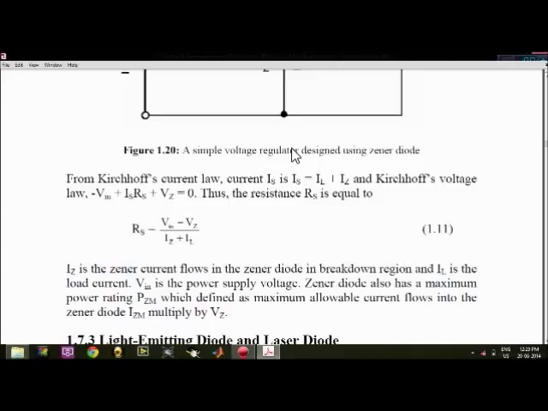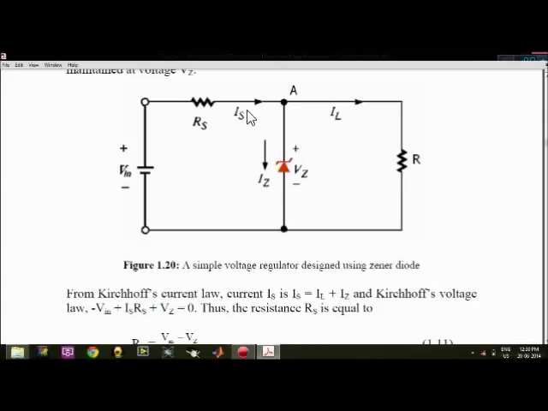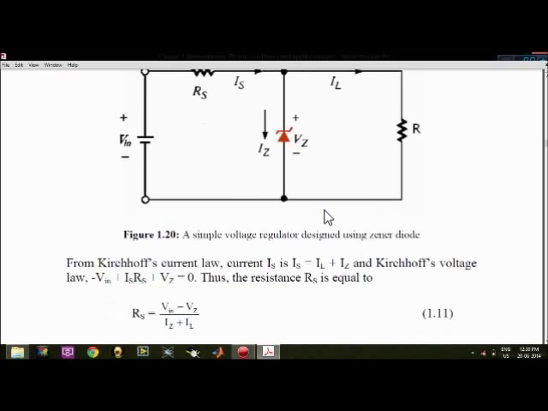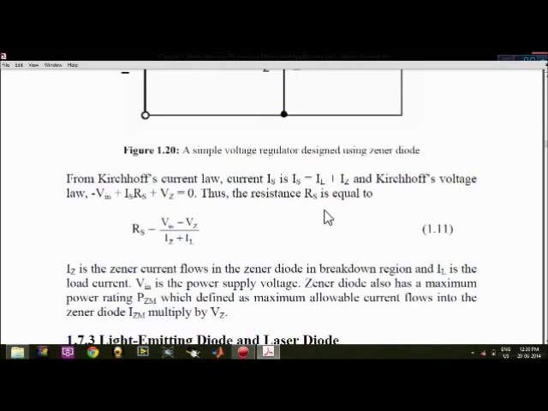So this Zener diode also has a maximum power rating, that is defined as the maximum allowable current flowing into the diode multiplied by Vz. So that is the maximum power of the diode, Zener voltage into Zener current flowing through the diode. The fundamental thing you should remember: Vz always acts in the reverse bias condition, or you can say the third quadrant, and its power rating is given as Zener voltage into Zener current.